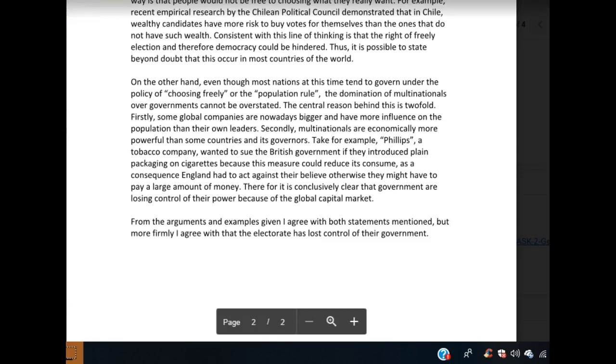You're missing a subject here. It wanted to sue the British government if they introduced plain packaging on cigarettes because this measure would reduce its consumption. You're missing a preposition. As a consequence, England had to act against their belief, with an F, no V. Otherwise, they might have to pay a large amount of money. Therefore is one word with an E at the end. It's one word. Therefore, it is conclusively clear that governments are losing control over their power because of the global capital market.